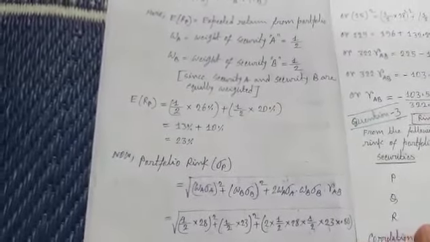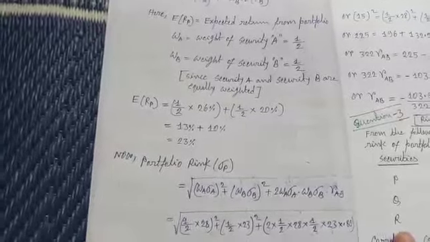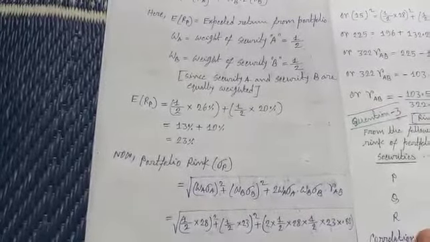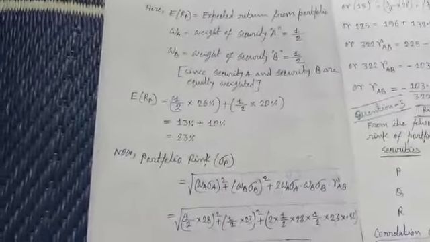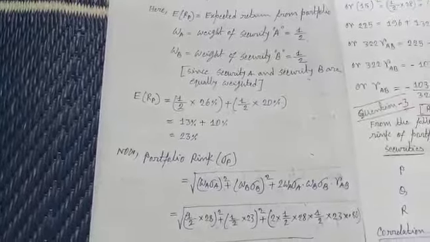Next we have to calculate the portfolio risk, and here we know that the formula for determination of the portfolio risk is equal to root over (WA into sigma A) whole square plus (WB into sigma B) whole square plus 2 into WA into sigma A into WB into sigma B into RAB.